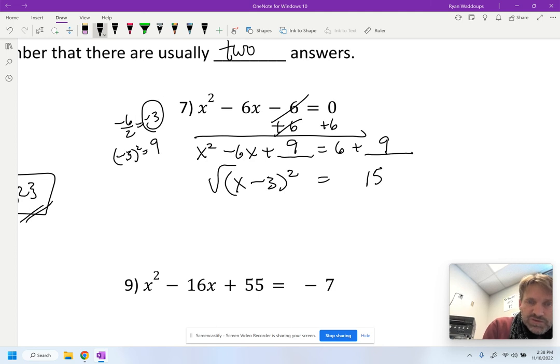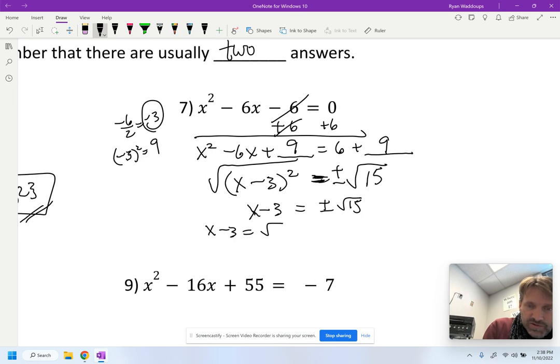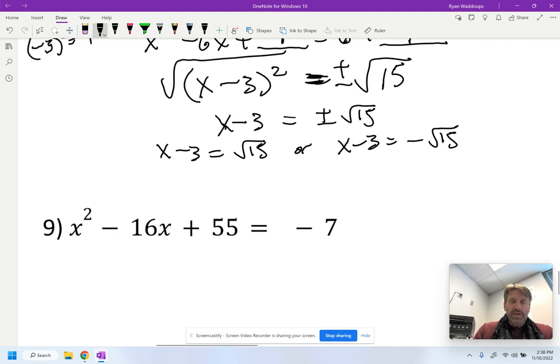15. And I take the square root of both sides, remembering the plus or minus that goes before that square root on the right. And I get x minus 3 is equal to plus or minus the square root of 15. Write two equations. X minus 3 equals the square root of 15, or x minus 3 equals negative square root of 15. The square root of 15 can't be simplified, so I'm just going to leave it like that.